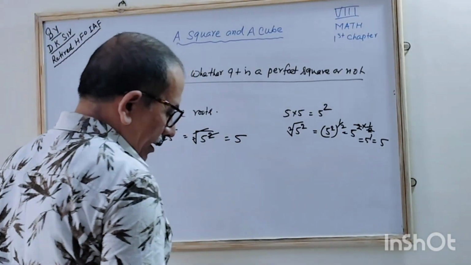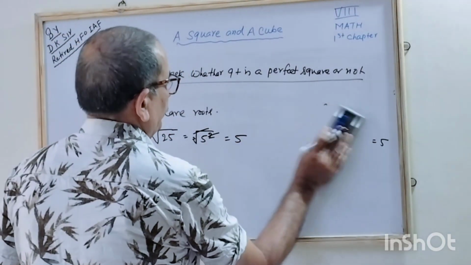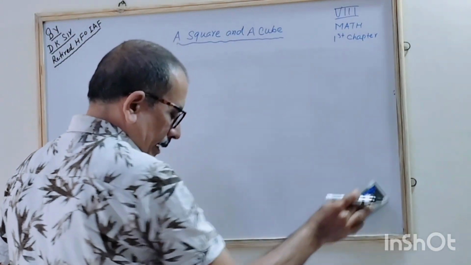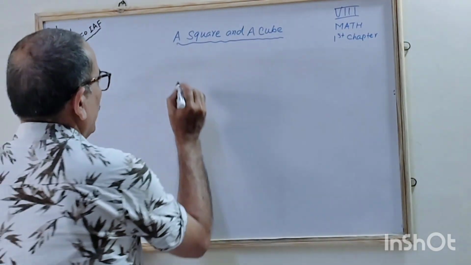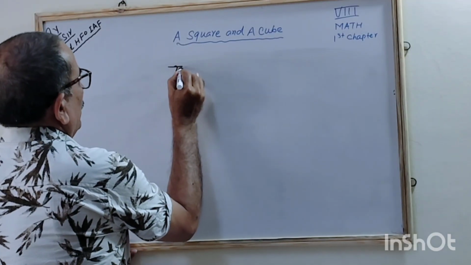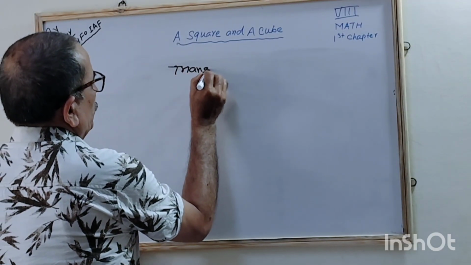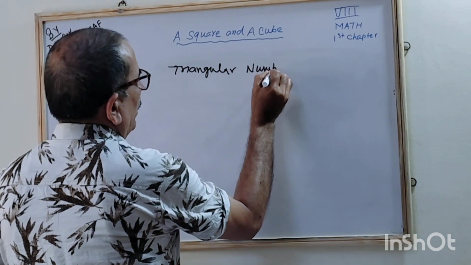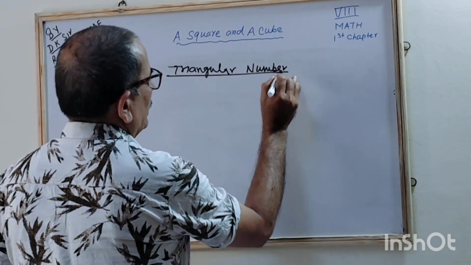Next is the triangular number. How to find out what the triangular number is?